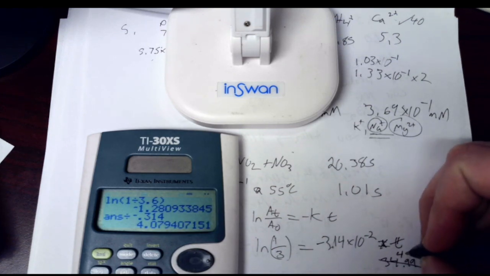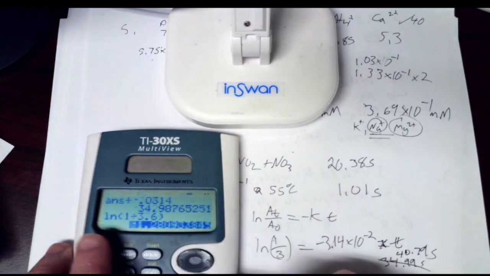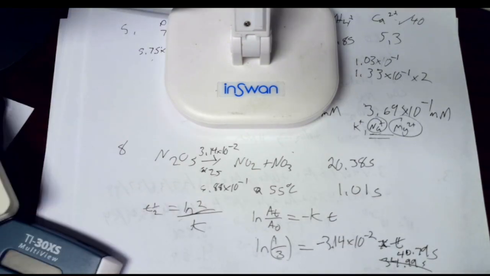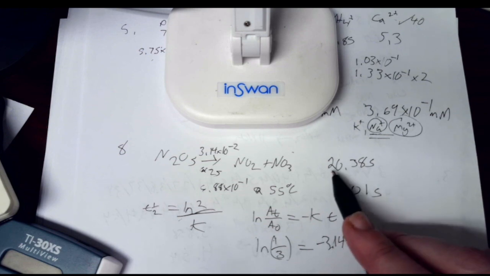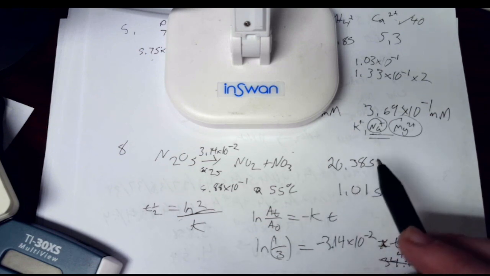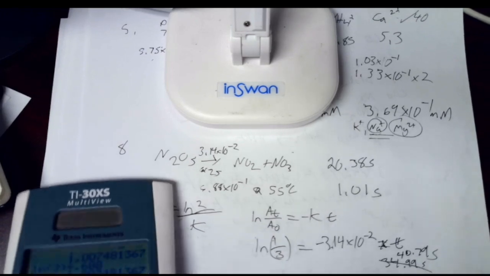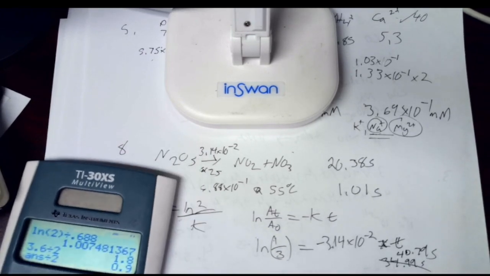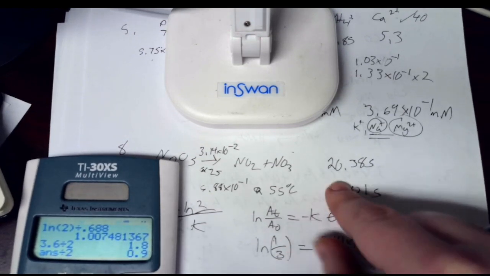So that's 40.79 seconds. I made some other typos. But okay, 40 seconds. And that should make sense. 3.6 in half is about 1.8. If I divide it by 2 again, it's 0.9. So it's a little bit under 2 half-lives. This answer is a little bit under 2 half-lives.